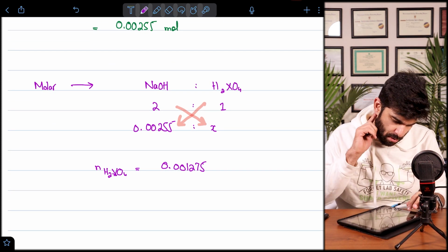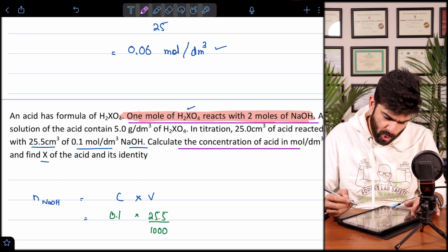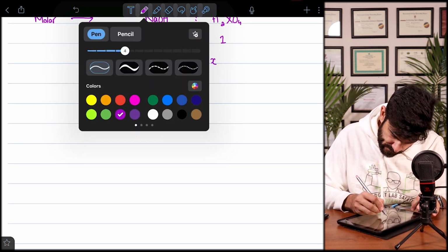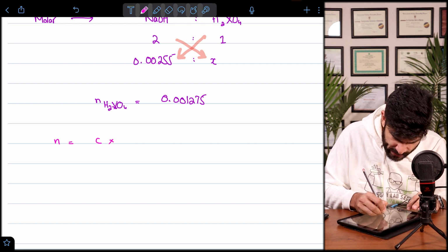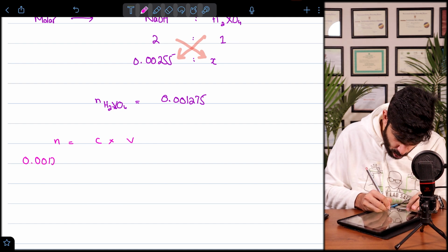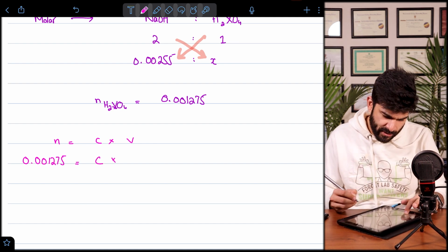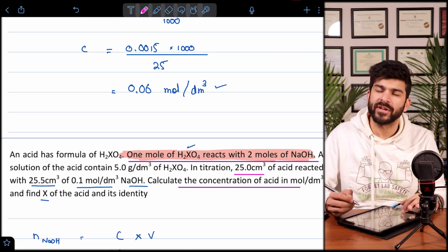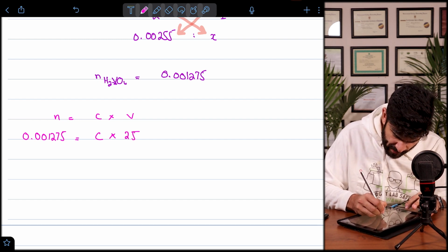But they've asked us to calculate the concentration of acid in mole per dm cube. Can we? We definitely can. How? n equals c into v. We have 0.001275 given. Concentration is something we don't have, but the volume is definitely given to us. 25 centimeter cube of acid reacted with it. So 25 divided by 1000.